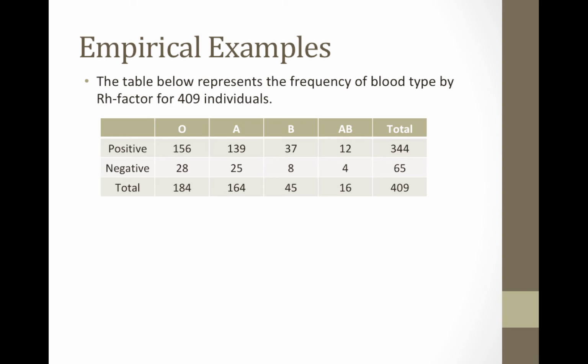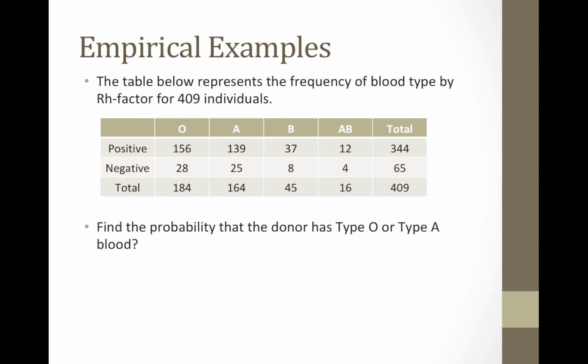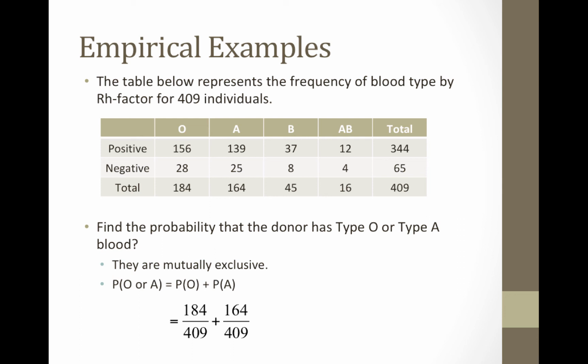All right, and let's just consider some different types of questions. Find the probability that the donor has type O or type A. Now, is type O and type A mutually exclusive? And the answer is yes. A person cannot have type O and type A blood. So when you're looking at a table, the trick is that columns are mutually exclusive with one another, and rows are mutually exclusive with one another. So here I'm asking you about the probability of 2 columns. So O and A would be mutually exclusive. So we've simply got the probability of O plus the probability of A, which is 184 over 409 plus 164 over 409, and we can add these fractions to get 348 over 409.